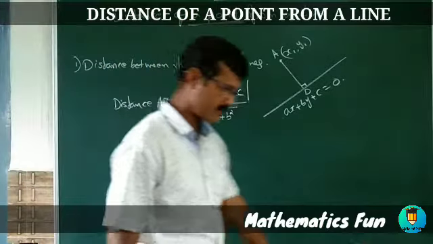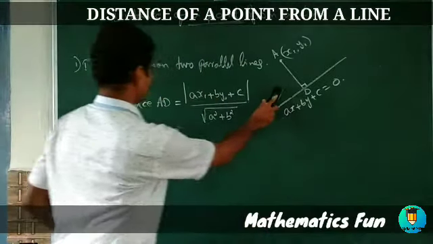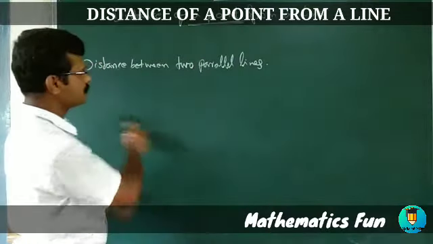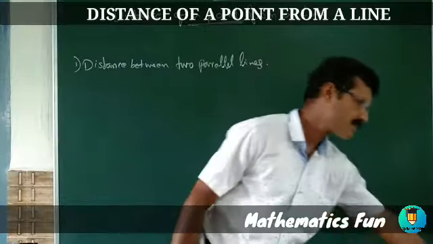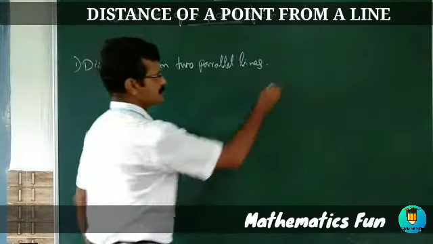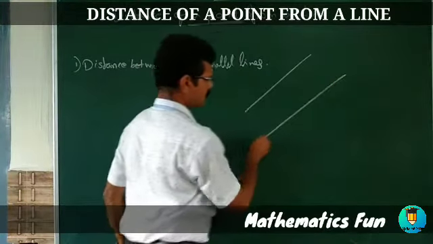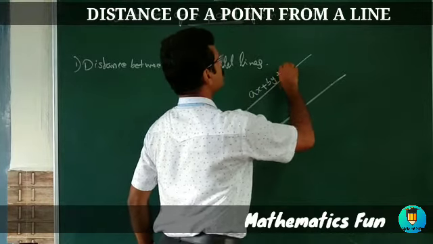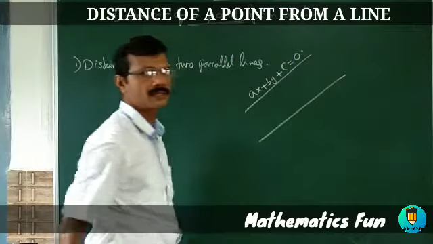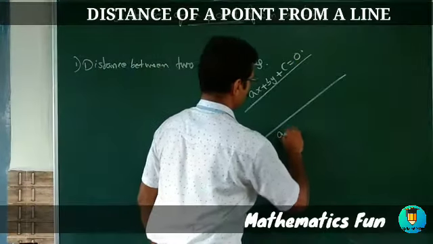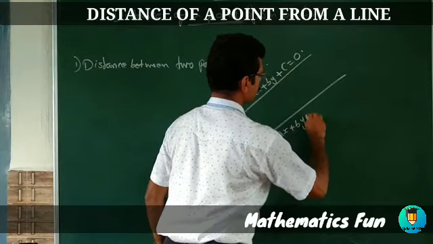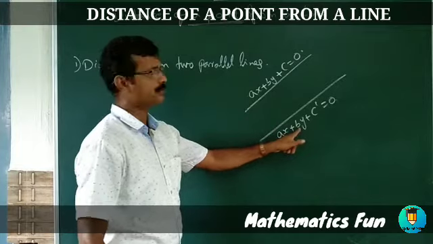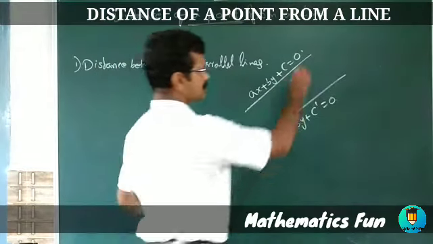Now the next topic is how we can find the distance between two parallel lines. So I am taking two parallel lines. One of the lines is ax plus by plus c is equal to 0, and the second line is ax plus by plus c dash is equal to 0. A and B must be the same. That is a property of parallel lines. You know that. So these two are parallel lines.